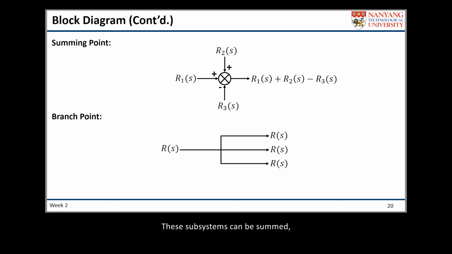These subsystems can be summed, so you can sum different subsystems by using a summing point. The first picture in this slide illustrates the summing point. In this case, you might have outputs from three different subsystems, R1, R2, and R3. And then from the summing point, you will have a new output, which is equal to R1 plus R2 minus R3, because you have a negative sign for R3 here.